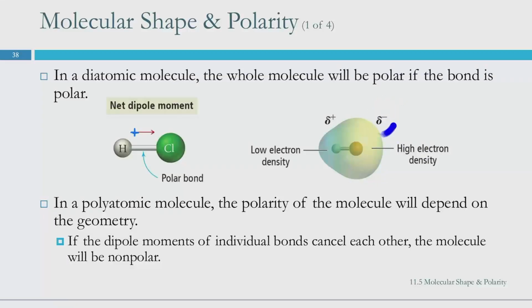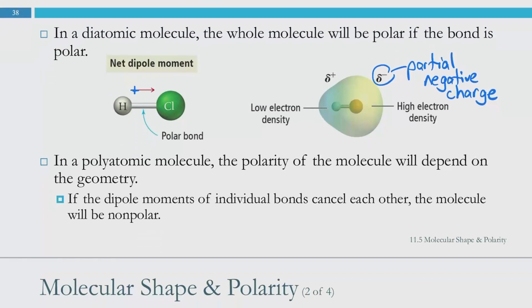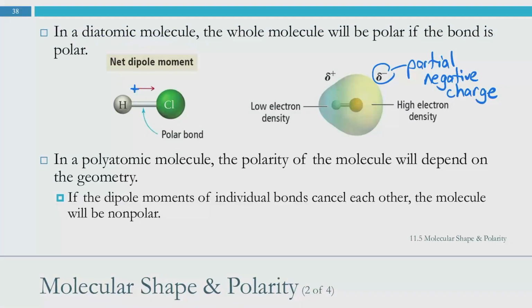So we write in this little music note looking thing, which I believe is a lowercase delta, meaning that we've got a partial negative charge rather than a complete negative charge. And the other side gets a partial positive charge. So for diatomic molecules, it's pretty simple. If you have a polar bond, you have a polar molecule.